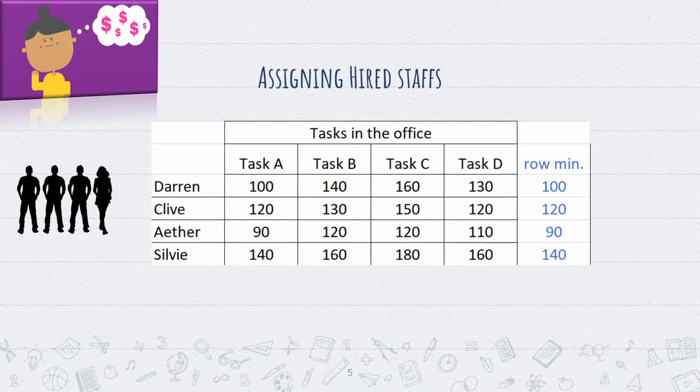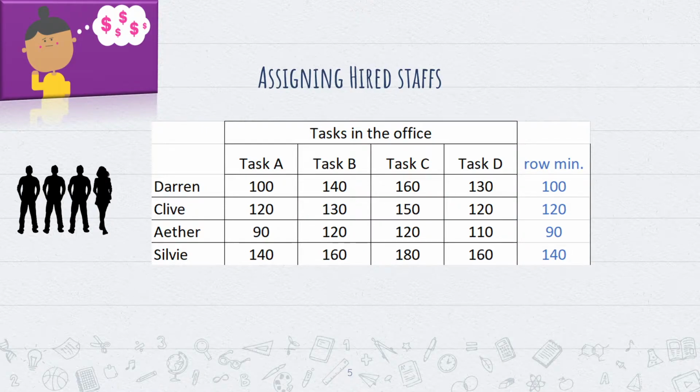So as we can see here, there are four persons: Darren, Clive, Eder, and Sylvie. The rows in the matrix are the people, the columns are the tasks, and the entries are the cost. You also need to make sure the rows and columns are equal to each other as a criterion for doing the Hungarian method.